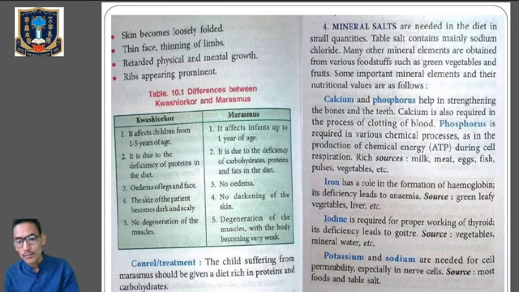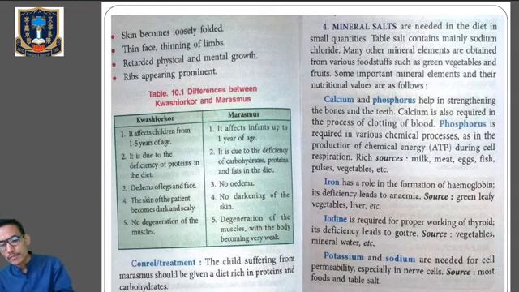Iron is present in hemoglobin, right? It helps in the formation of hemoglobin, and if there is a deficiency of iron, it will lead to anemia. Sources of iron are green leafy vegetables and liver. Iodine is required for proper functioning of our thyroid gland. Its deficiency leads to goiter. Sources of iodine are vegetables, minerals, and water.